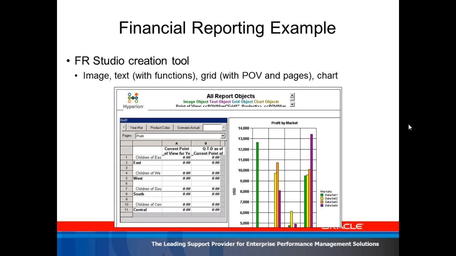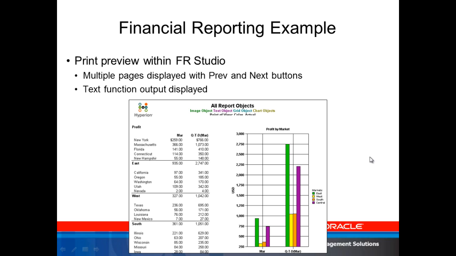Here's an example of the Financial Reporting Studio creation tool, in which I've created a text box up here with not only static text but some functions that will retrieve live text. Then there's an image object up here in the left-hand corner, then a grid here, which creates the display of what's in the pages, what's in the point of view, what's in the rows and columns, and also changes the view of those items in the grid. And then lastly, a chart of the same data.